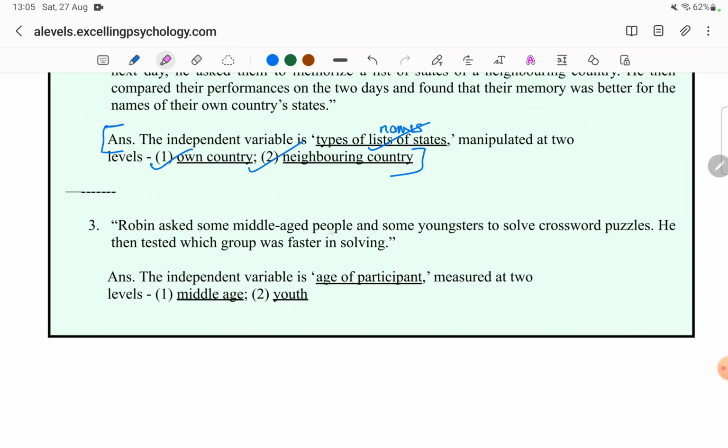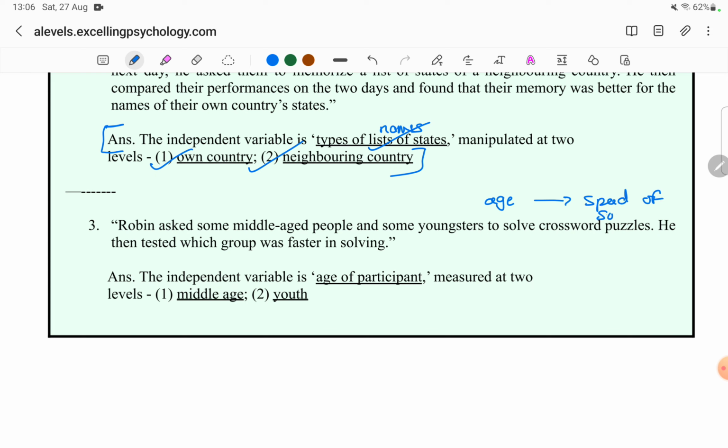Okay, let's look at the next scenario. Robin asked some middle-aged people and some youngsters to solve crossword puzzles. He then tested which group was faster in solving. Why has Robin conducted his study? To see whether middle-aged people will solve crossword puzzles faster or whether youngsters will solve them faster. So he's studying age, right? It's clear he's studying age as a cause of speed of solving puzzles.